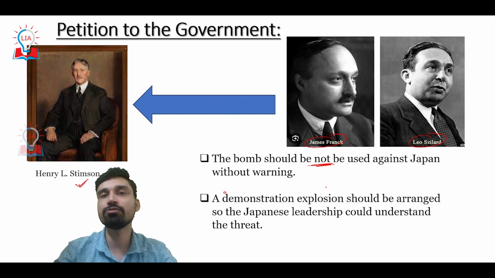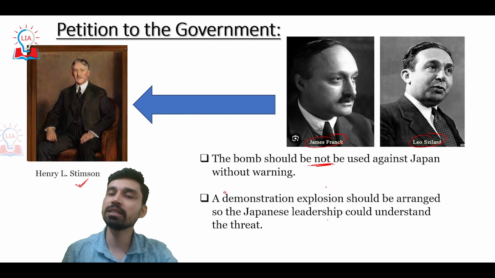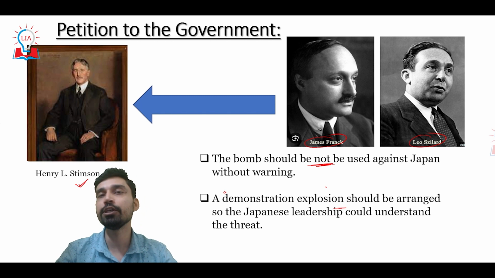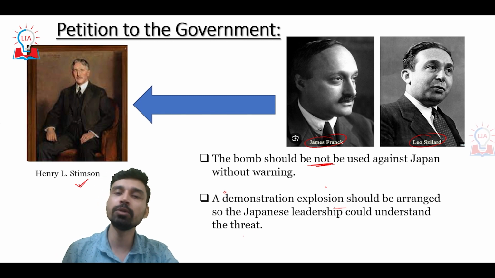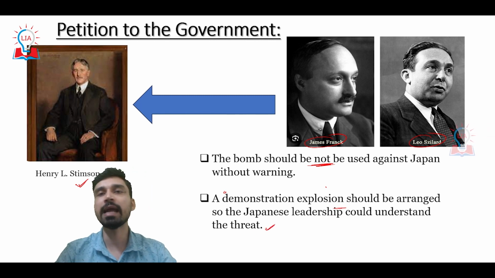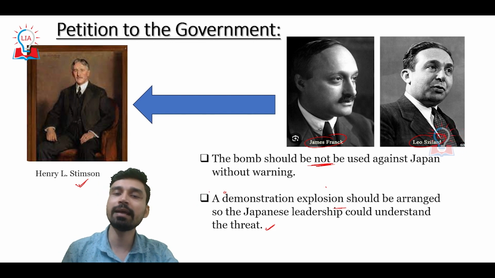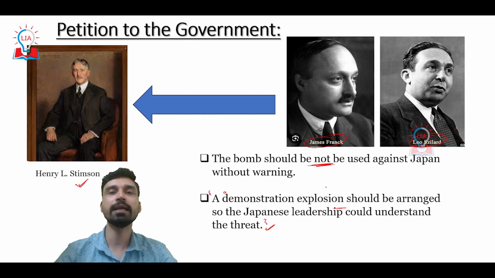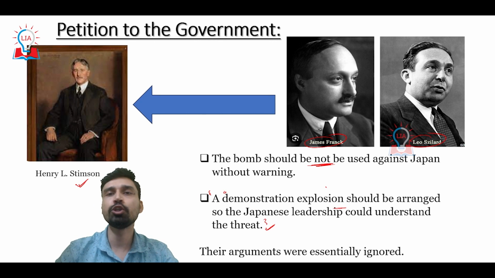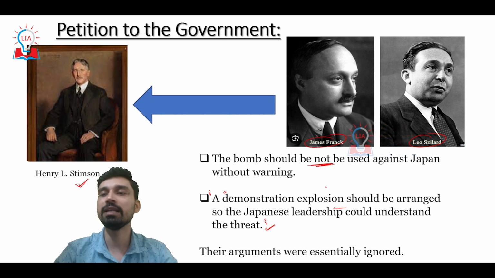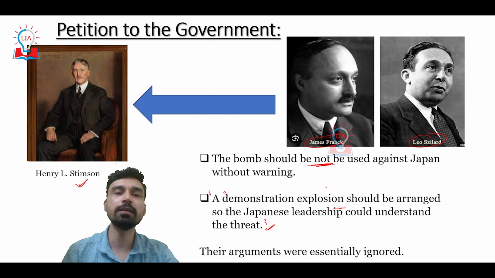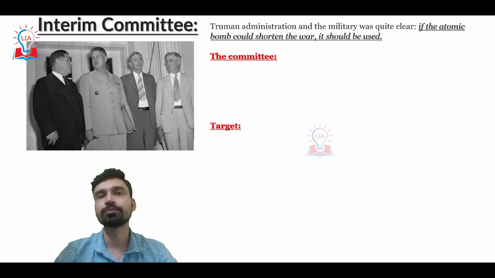Now, what is the aim of this demonstration explosion? They said it should be arranged so that the Japanese leadership could see the explosion and understand the threat that atomic weapons pose, and this might act as a deterrent, and the Japanese might then come to the negotiating table to end World War II. However, the arguments of both James Franck and Leo Szilard were largely ignored by the administration of Harry Truman.